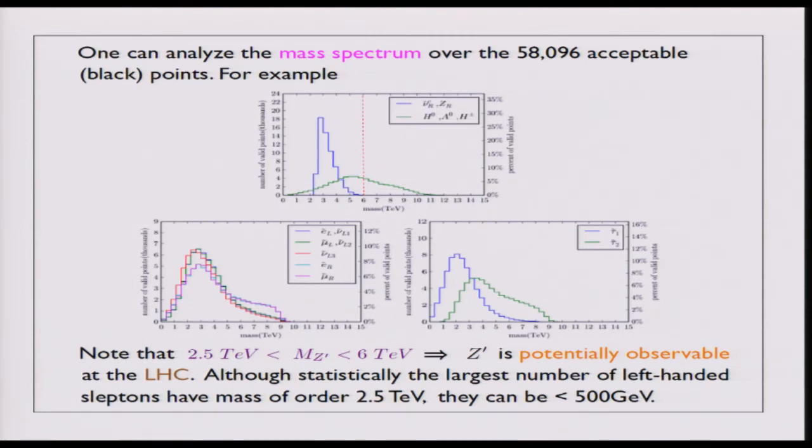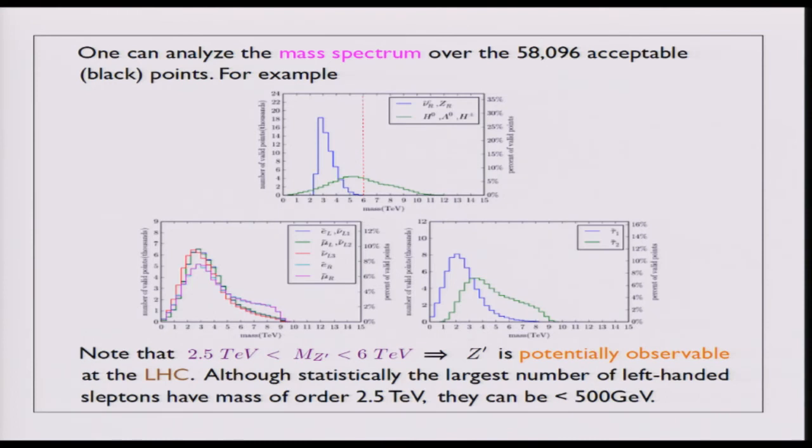So for example, you can compute the first and second family sleptons and the left-handed sneutrinos. And here are their masses. Not too surprisingly, they statistically cluster around 2.5 TeV. But they can also be very light. And that's important. You can actually get very light sparticles here. We have a statistical analysis of it. I won't present that here.